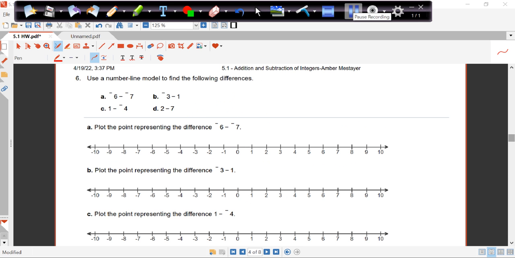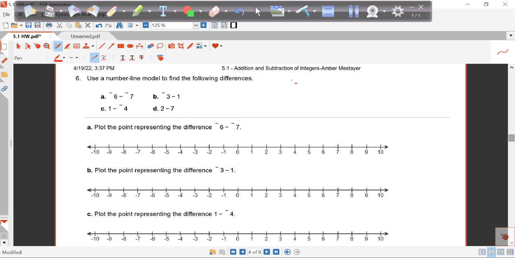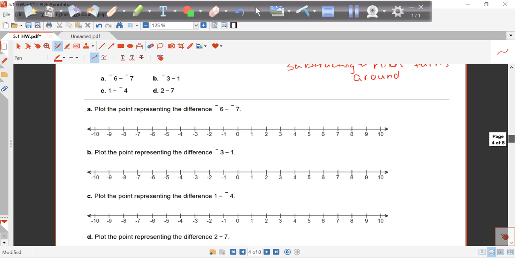Number 6 uses subtraction. So remember, when subtracting, the hiker changes direction. Or the hiker turns around. Okay, so this is where knowing which way matters. Do not change these to addition problems. So if on A you give me negative 6 plus 7, I'm going to count it incorrect.